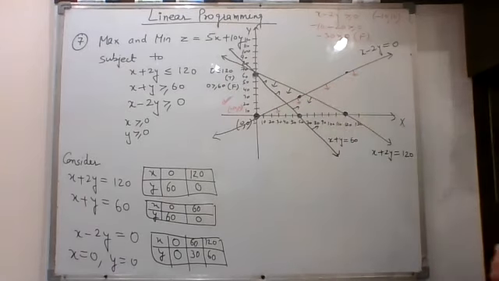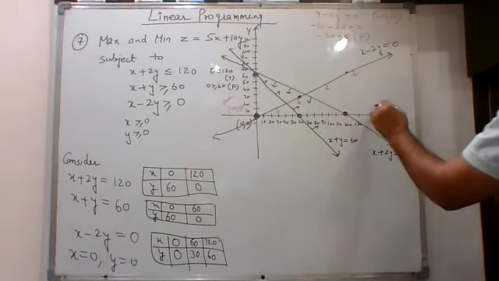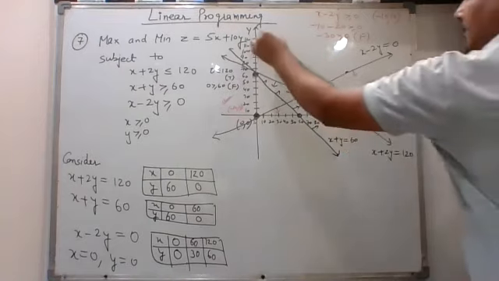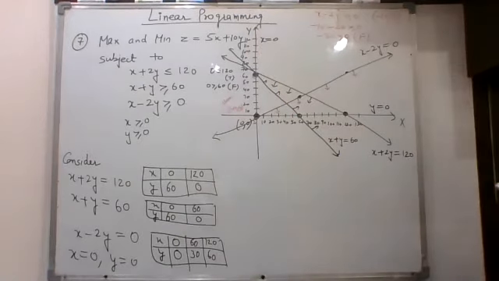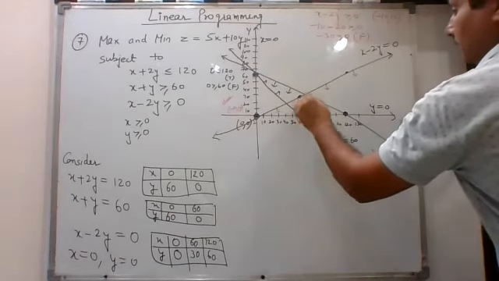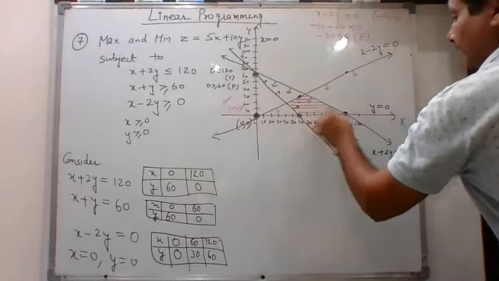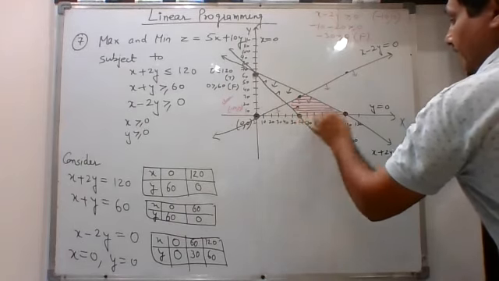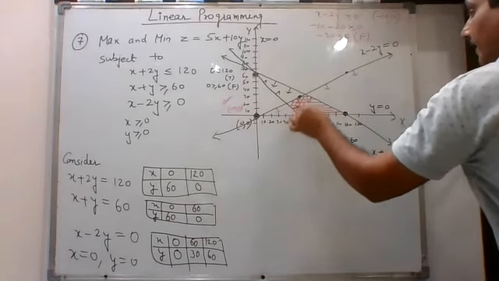Now, after plotting all the 3 lines, you have to restrict yourself to the first quadrant also because it was given that y is greater than or equal to 0 and x is greater than or equal to 0. So this is y is equal to 0 and this is x is equal to 0. You have to restrict yourself to the first quadrant. So when you draw the shaded region, this is what you will get. This is the required area. This is your feasible area which we will get.